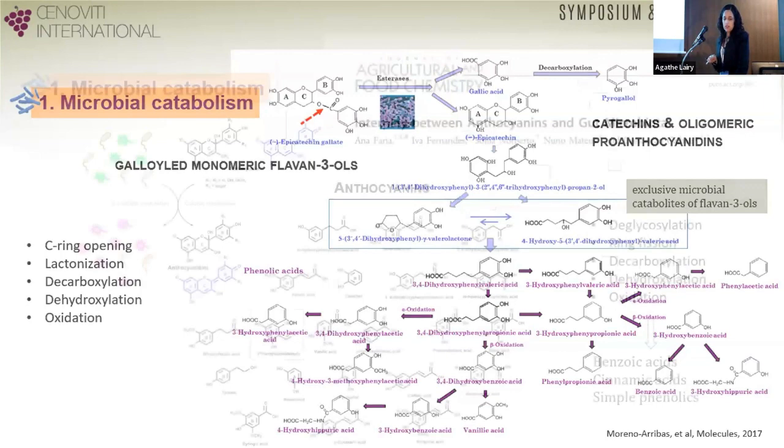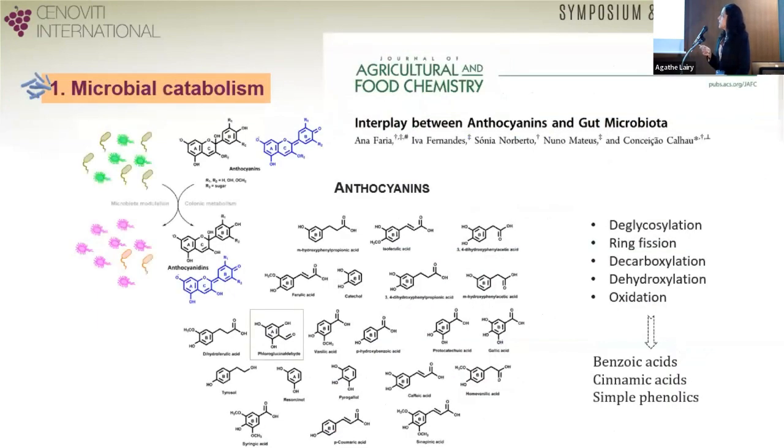In terms of the anthocyanins, the bacteria will cleave anthocyanins, also opening this ring B. So this is one of the reactions that will occur. And then we have a similar profile as the one we have observed for flavan-3-ols. As you can see here, you have many structures that are similar to the ones presented before. And we have a phloroglucinaldehyde produced from here, from ring B of anthocyanins.